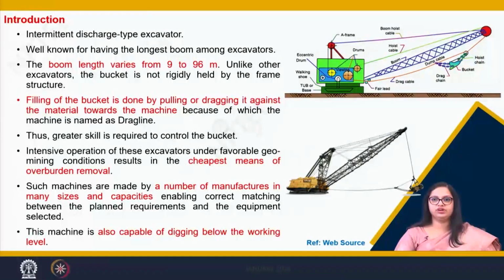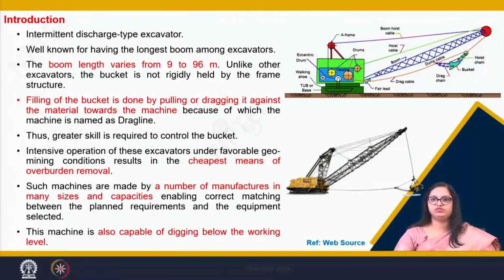Well, now when we talk about dragline, it is one kind of pure type of excavator, and it is an intermittent discharge type of excavator. What does this mean? That it does not cut continuously, it does the cutting intermittently, rather it does the filling of the bucket intermittently and then dumps it directly onto the dumping site.